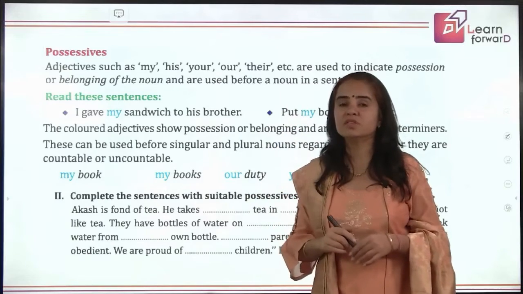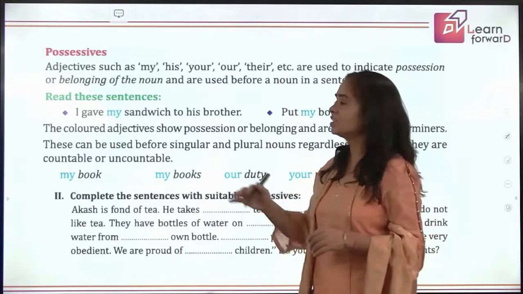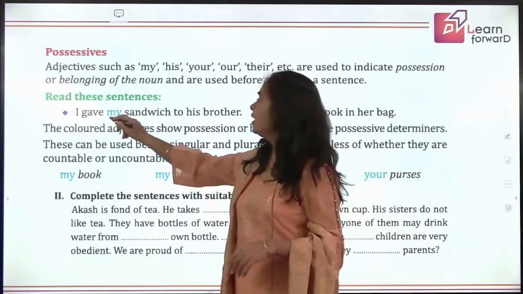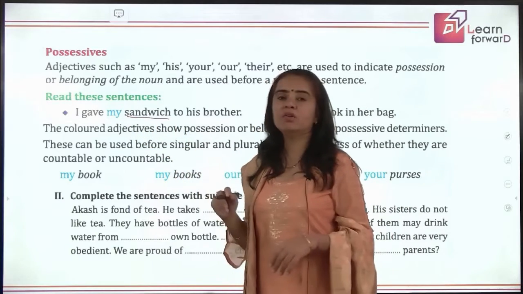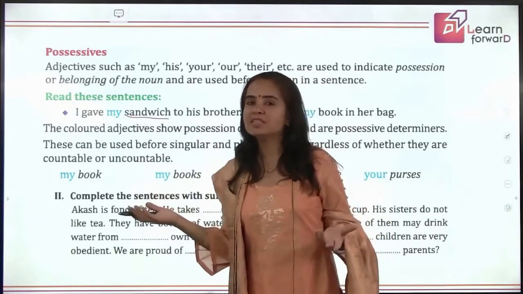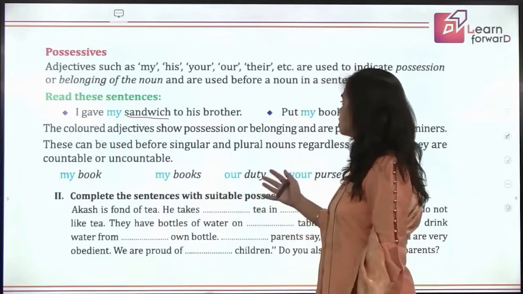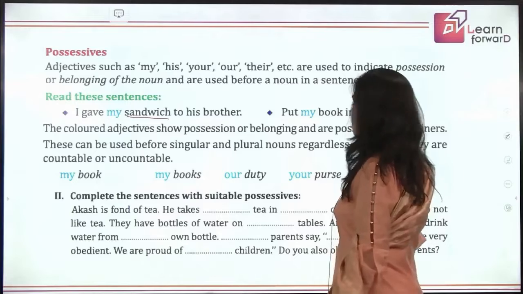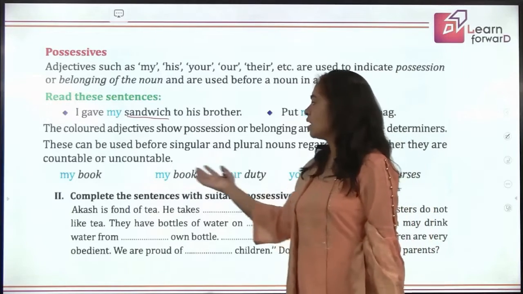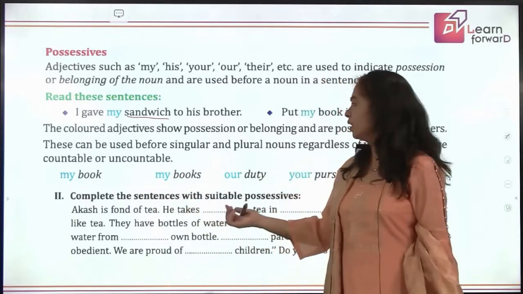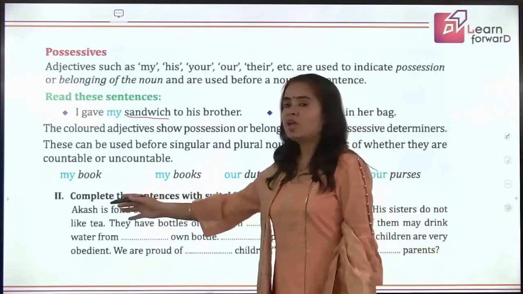These are possessive adjectives which we take in consideration for determiners. I gave my sandwich, a noun after it. Whose sandwich? My sandwich. So these are possessives, right? My book, my books, our duty, your purse, your purses. So these are all blue colored determiners. They are possessives. Now we have an exercise here.